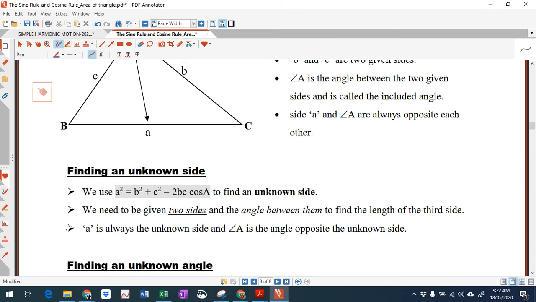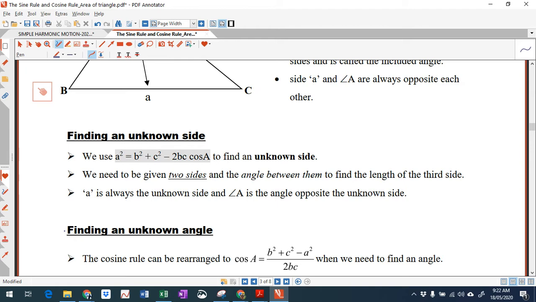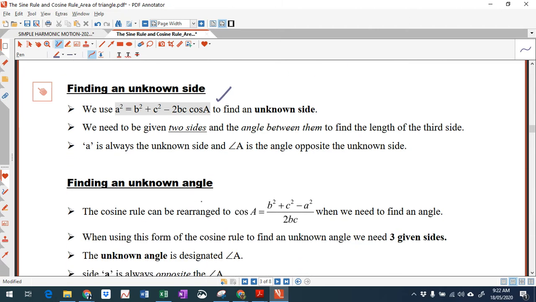All right, so let's have a look at this. Now, there's two forms of the cosine rule, isn't there? There's this one here. That's for finding an unknown side. And then also there's this, we can rearrange the cosine rule here.